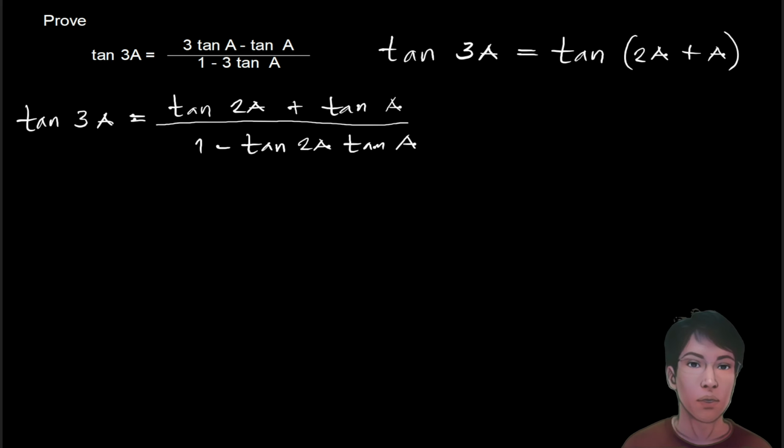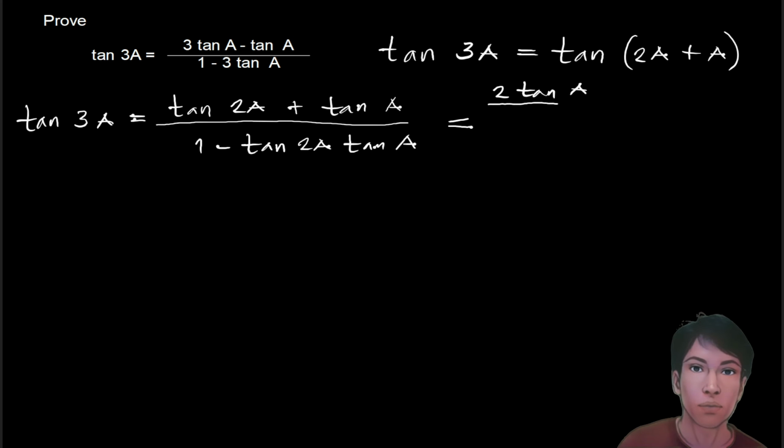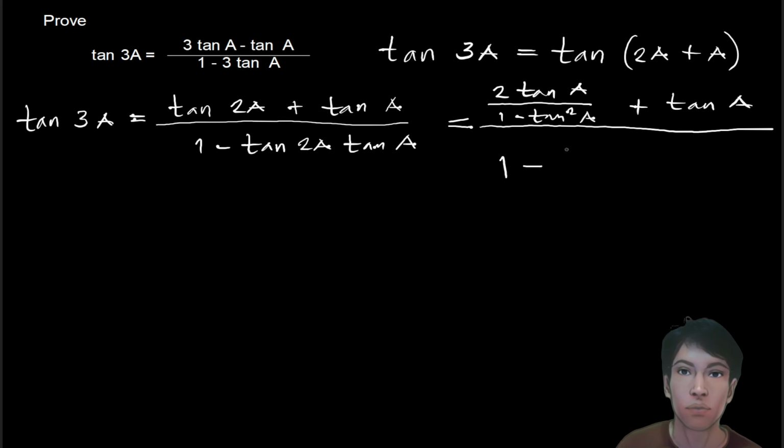Okay, so that can be simplified further, and this can be written as, tangent 2a is 2 tangent a over 1 minus tangent square a, then plus tangent a over this one, so we have 1 minus, again, tangent 2a, which is 2 tangent a over 1 minus tangent square a, and then multiplied by tangent a.